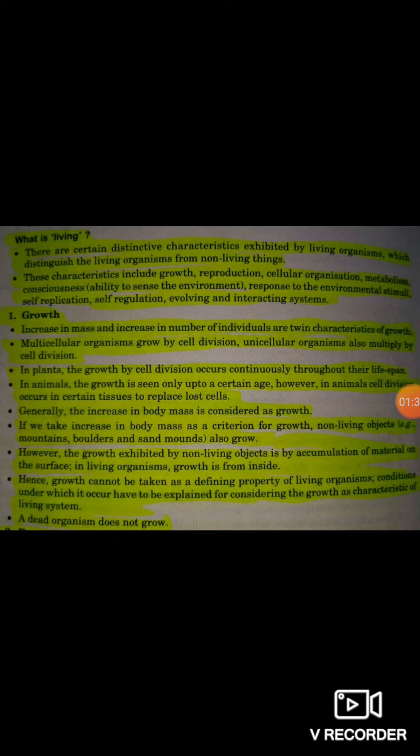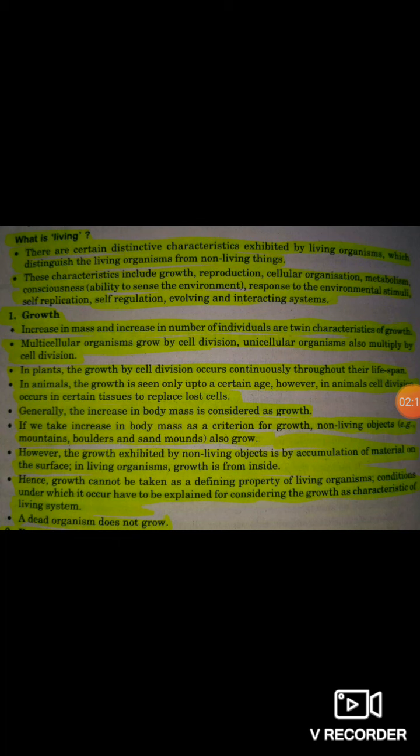First of all, we discussed the living characters. That means there are certain distinct characters exhibited by living organisms which distinguish the living organisms from non-living organisms. These characteristics include growth, reproduction, cellular organization, metabolism, consciousness, that means ability to sense the environment, response to the environmental stimuli, self-replication, self-regulation, evolving and interacting system.